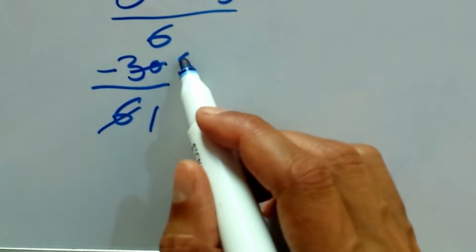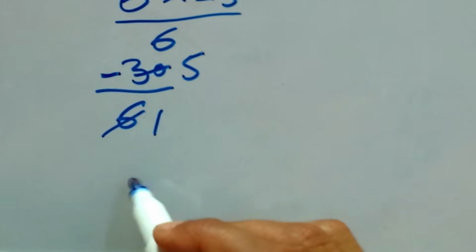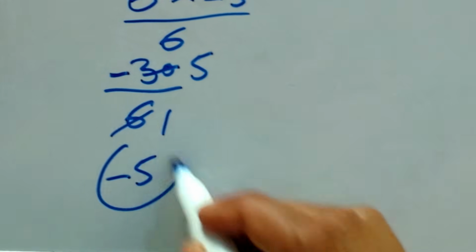6 times 5 equals 30. So keep the negative sign, so minus 5. But this is not correct.